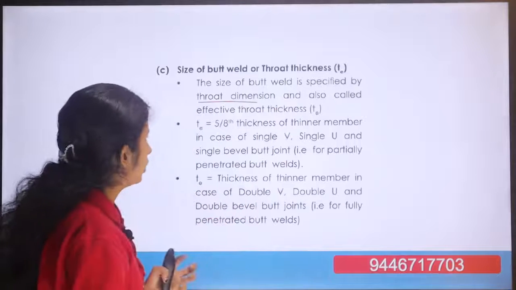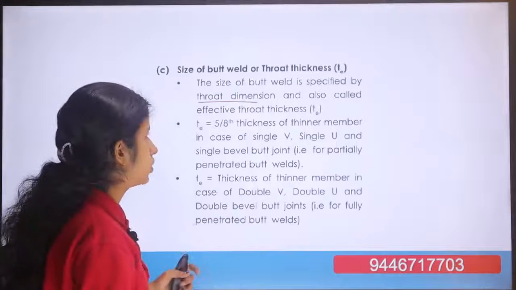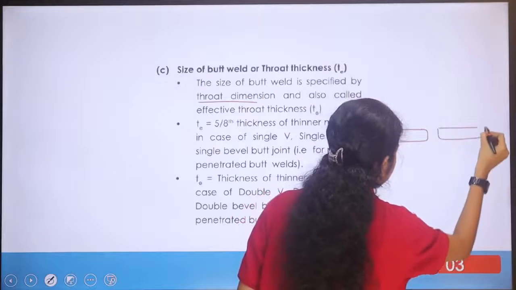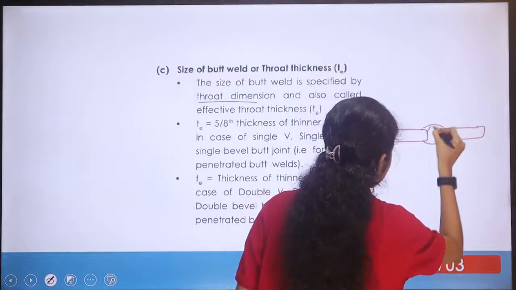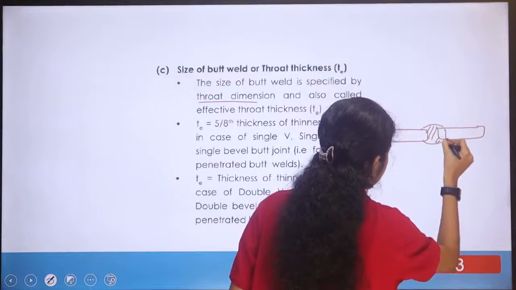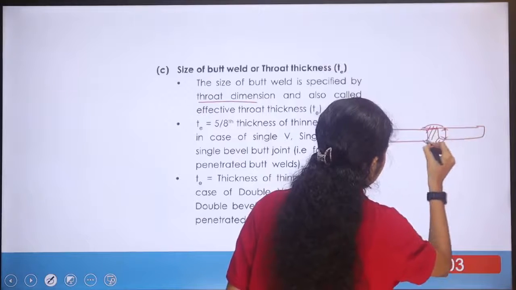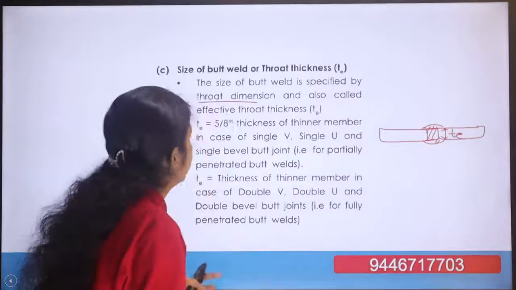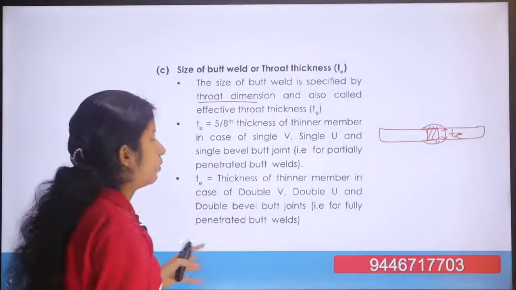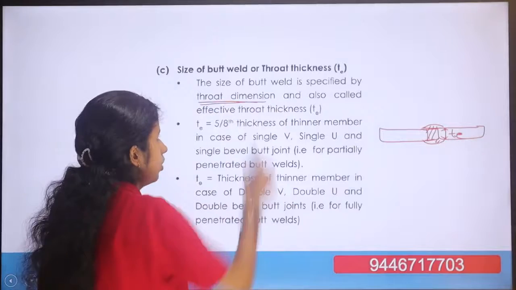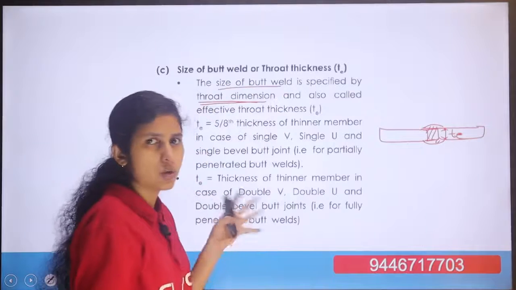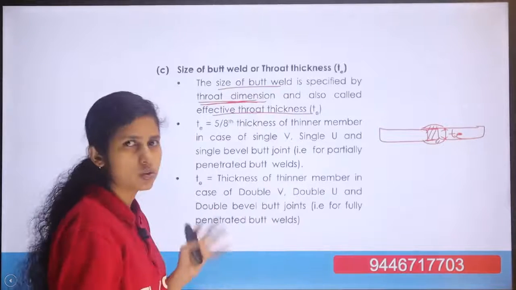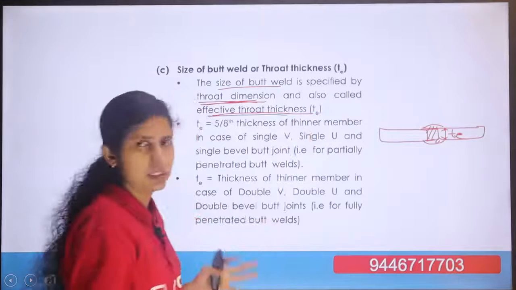So the size of a butt weld is specified using the throat dimension. If a weld is provided between these two plates, this thickness of the weld is known as the throat thickness TE. The size of the butt weld is specified by the throat thickness, that is the throat dimension, also called the effective throat thickness, that is TE.